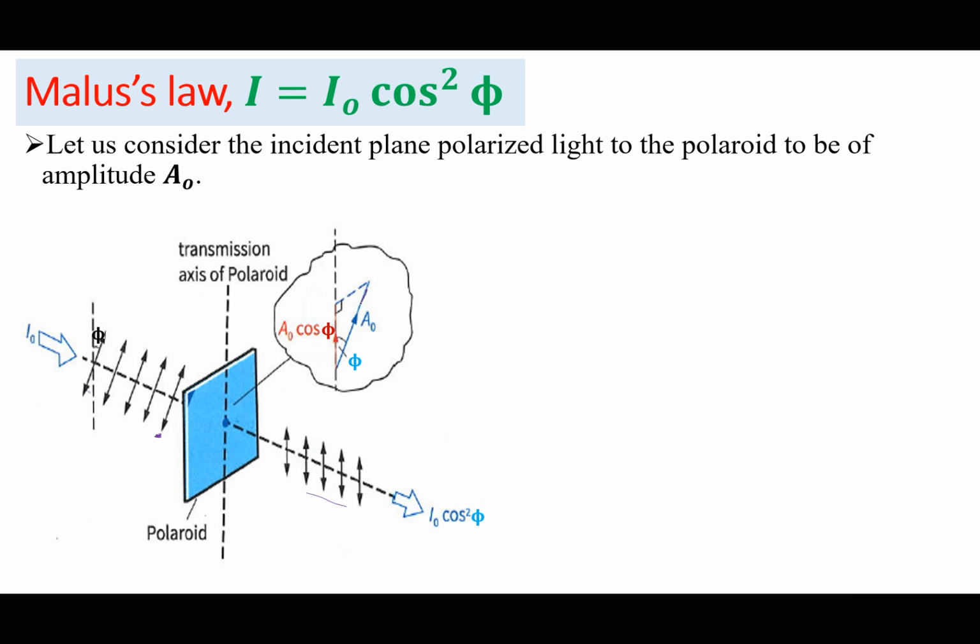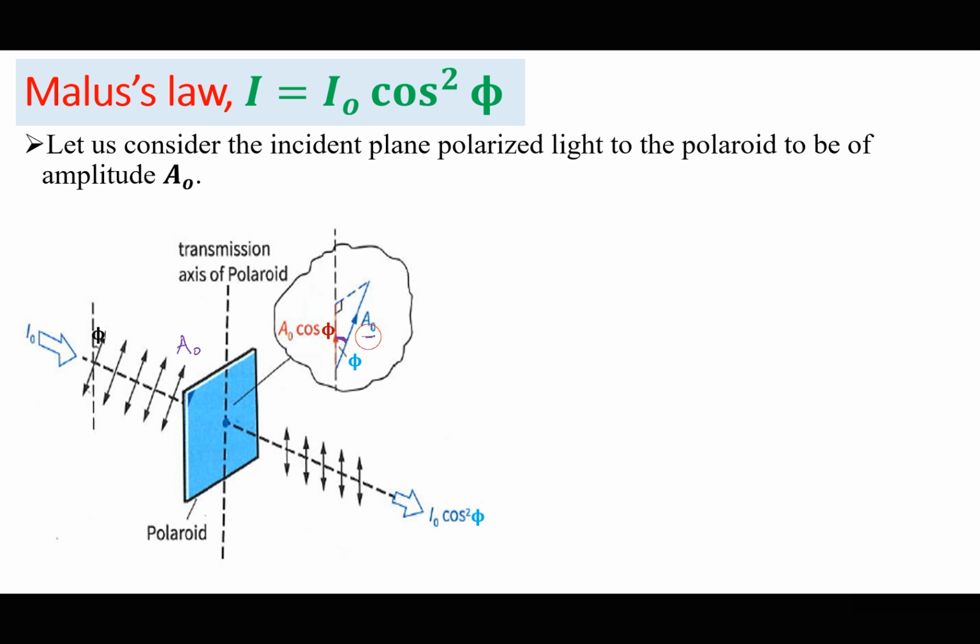So if the incident light is at an angle phi to the vertical as shown here, and what should go through is supposed to be in the vertical, then we shall need the component of the incident amplitude in the vertical. Let's say this is A naught, which is incident to the polaroid, and what goes through is just going to be a component of what is incident onto the polaroid.